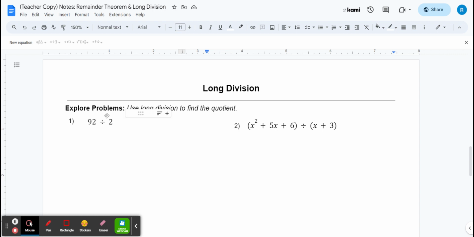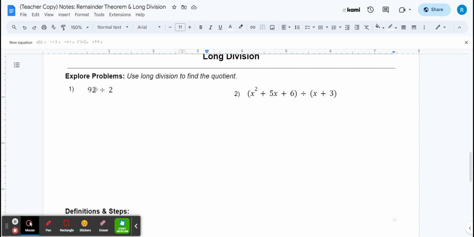So this first problem, we're just going to explore. We're going to use long division to find the quotient. We're going to start with this 92 divided by 2. So first thing we do is we want to set up our problem. We have 92 underneath. We have 2 on the side. And we just focus in on that first digit there. How many times does 2 go into 9? And it'll go in 4 times.